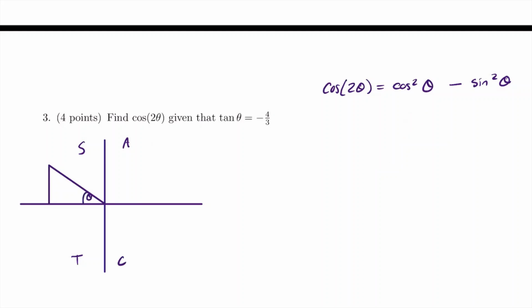So let's suppose theta is here. Tangent, by definition, is opposite over adjacent. So this is theta, across from it is the opposite length. This would be 4, this would be 3.